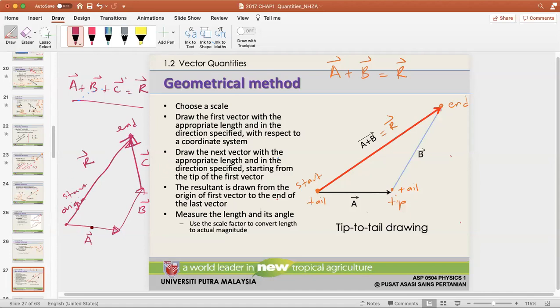But if you are adding, it should go tip to tail, tip to tail, tip to tail, and then the resultant from the origin to the end. It's different. Okay, it's no longer tip to tail. Is that clear? Yes.